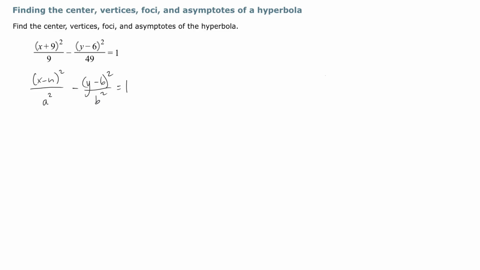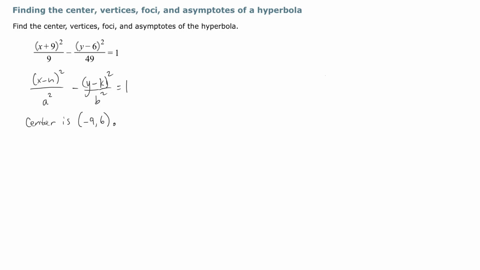Oops, I said y minus 6. I meant y minus the letter k. And so you could easily identify the center. The center is the point (-9, 6).